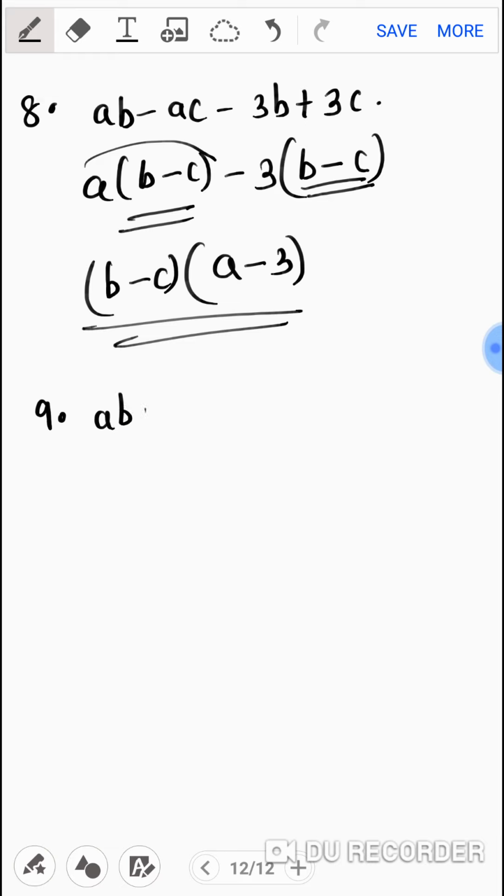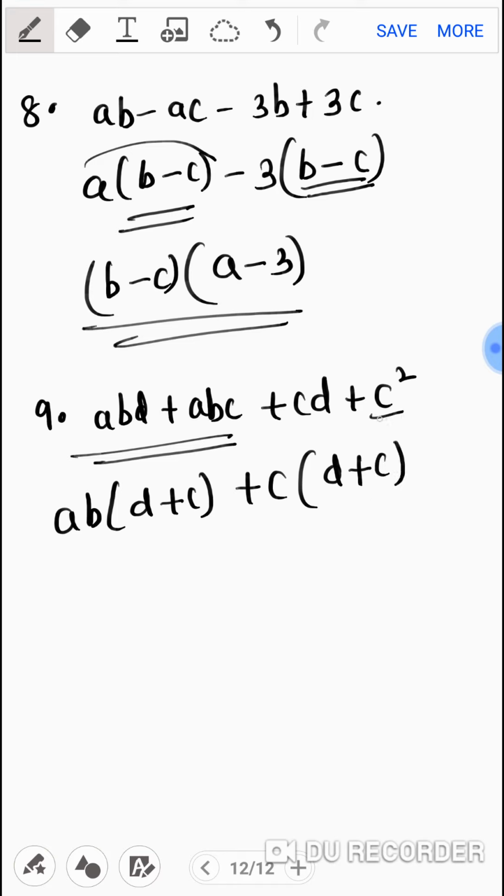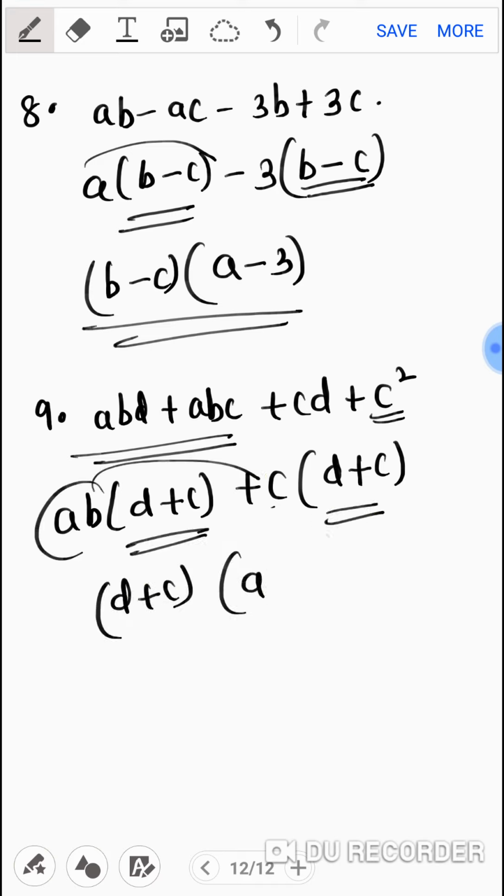You have ABD plus ABC plus CD plus C square. Here my dear kids, you have AB common, it will be D plus C. From here you can take C common, it will be D plus C. It has two C, if one is taken common, one remains. So you have the inside bracket as D plus C, and outside you can take the next bracket, AB plus C. The remaining two terms outside the bracket are put into one bracket.